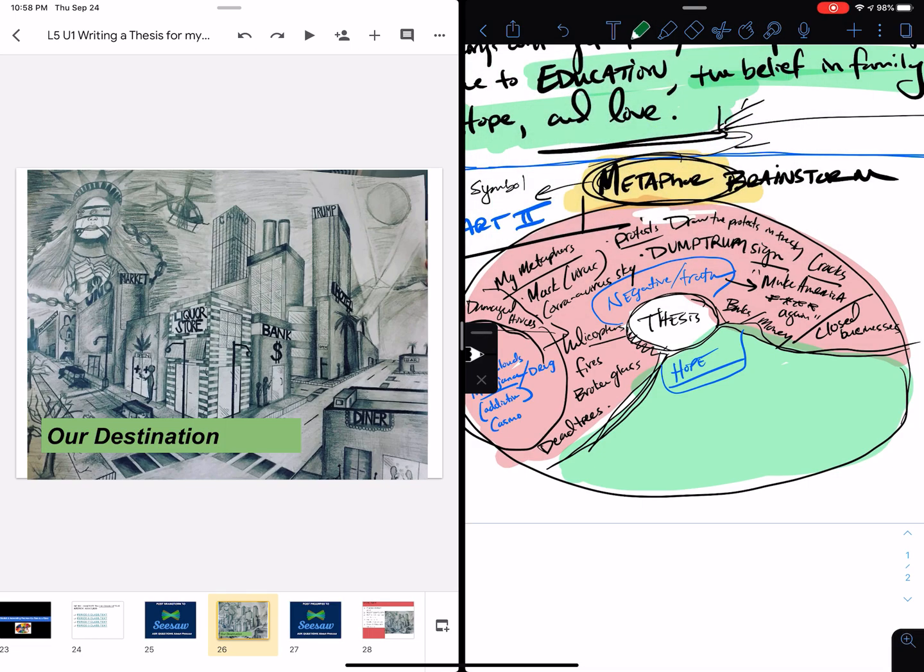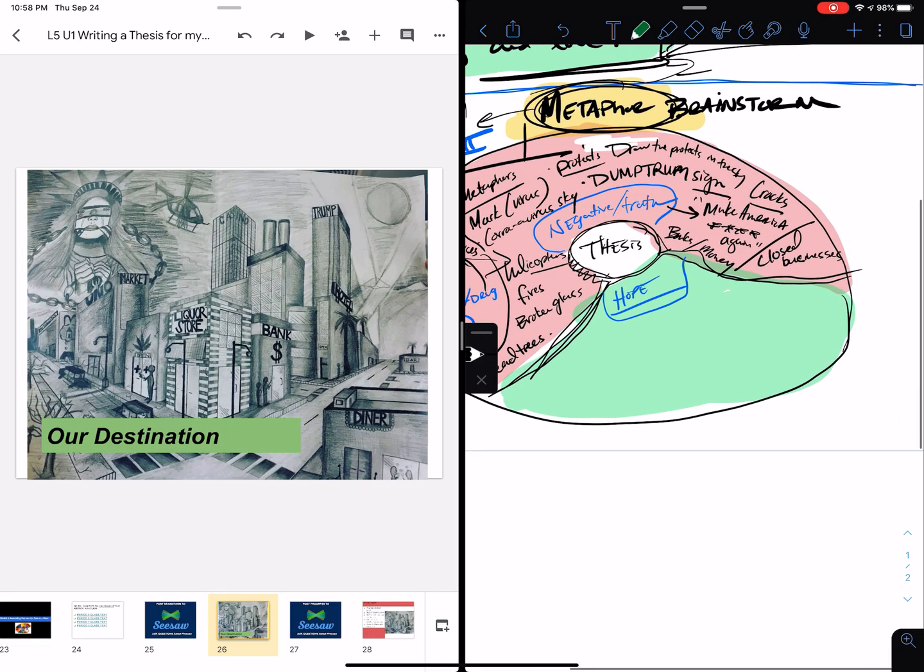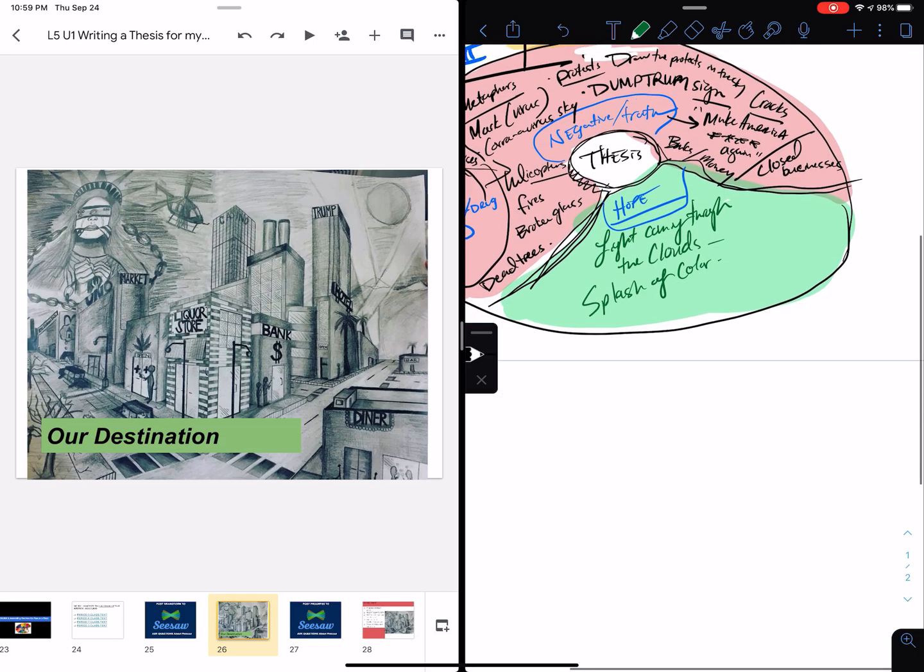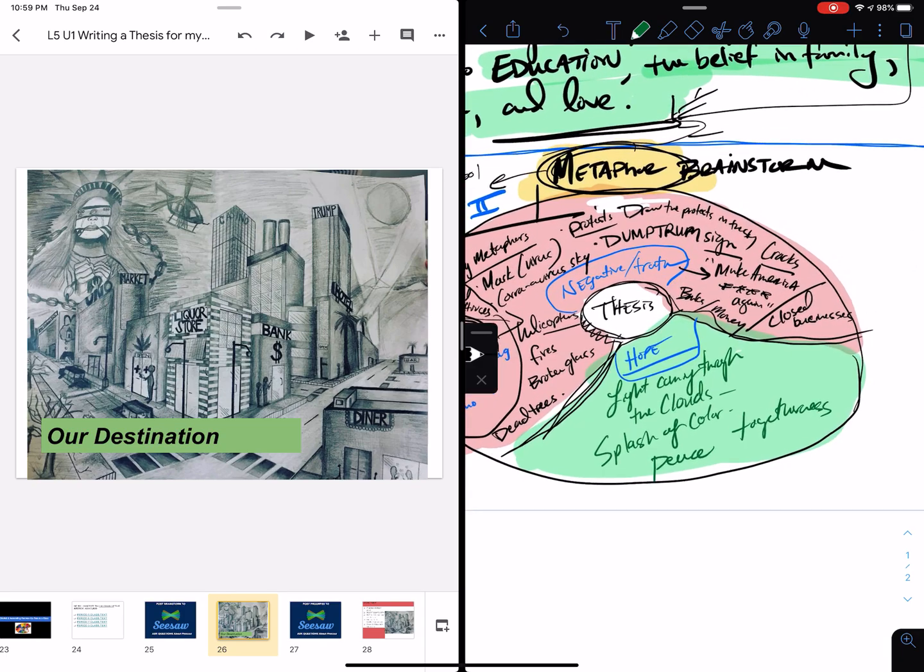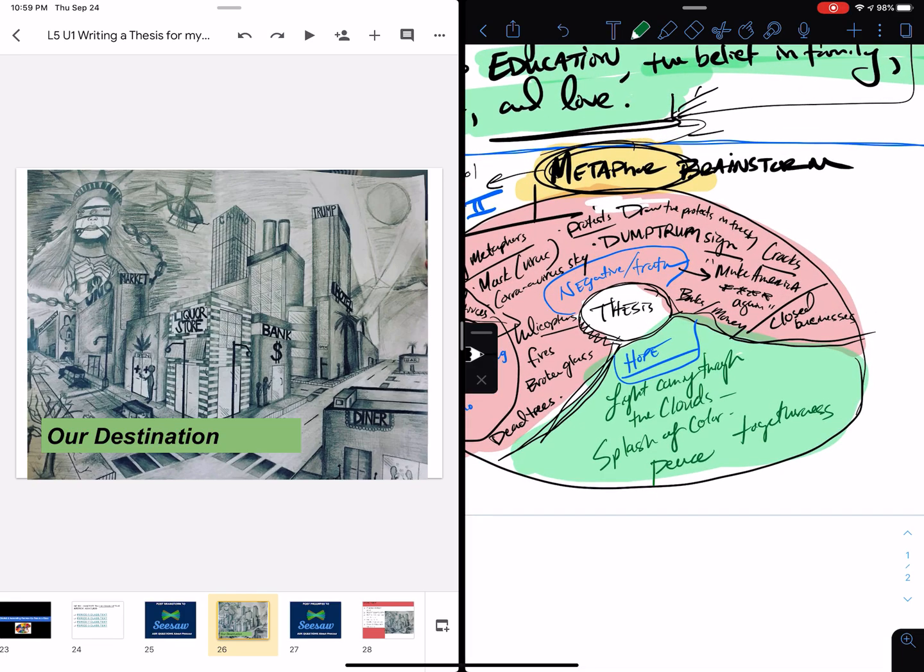As far as hope, I want to have light coming through the clouds. Maybe I want to have a splash of color. I don't know, I'm not sure. Maybe peace, something that shows togetherness. So those are just some ideas about what I can go ahead and put.